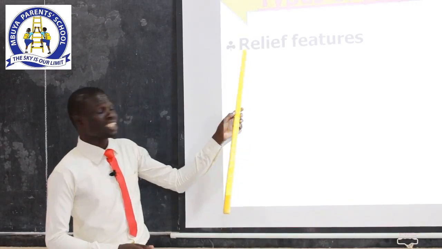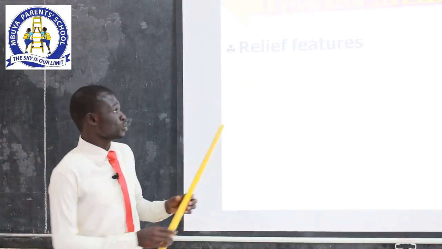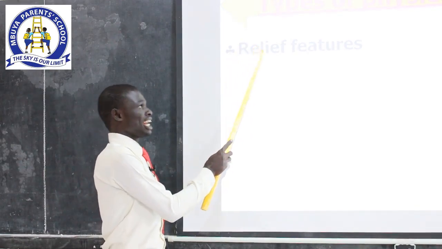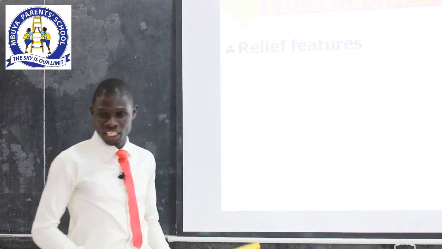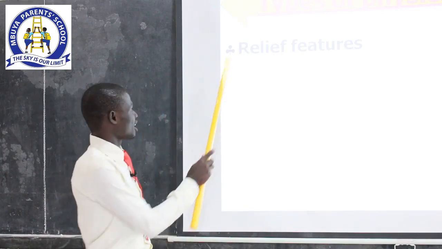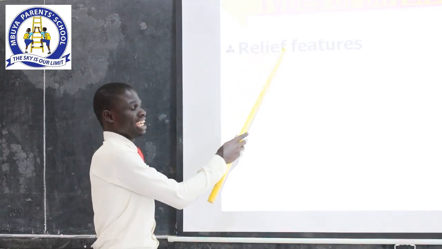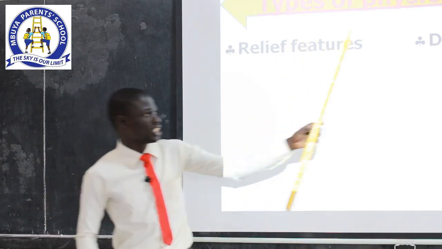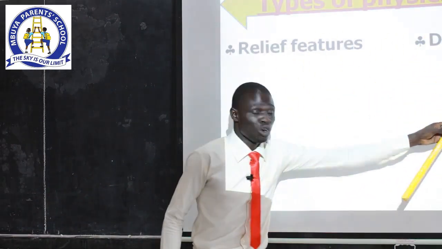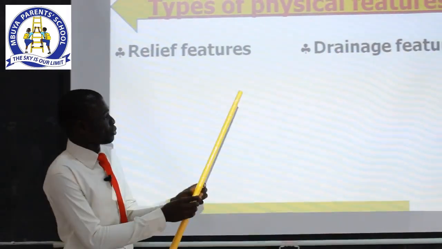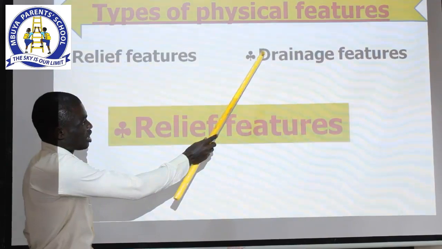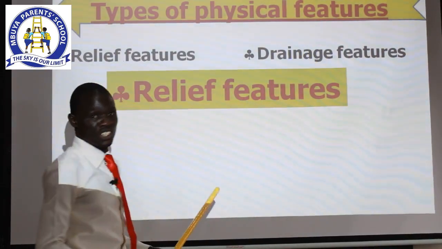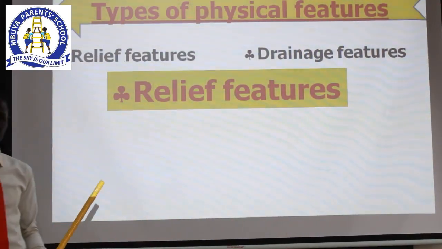Let us move together and first spell the word relief. Are we together? Relief. R-E-L-I-E-F. Relief. Let us continue and see another type of physical feature, which is drainage physical features. Together again, we spell the word drainage. Drainage. D-R-A-I-N-A-G-E. Drainage. Hoping you are following me very well.